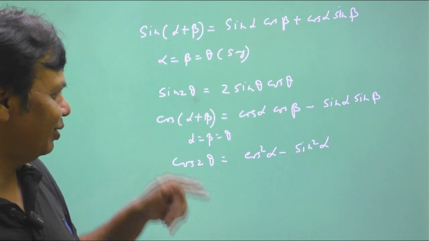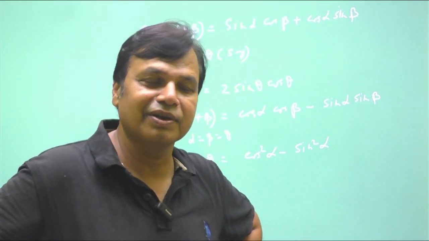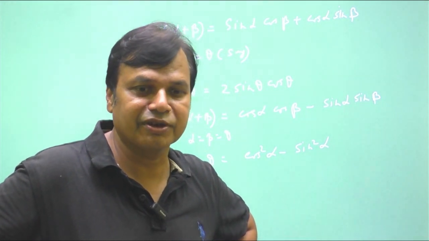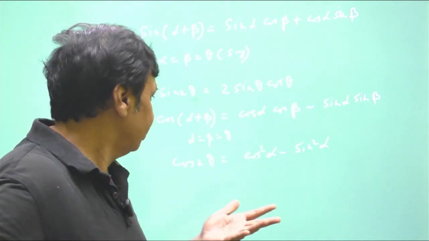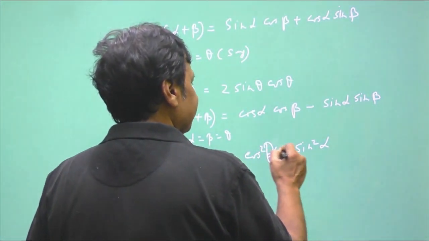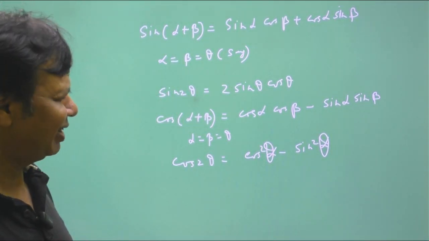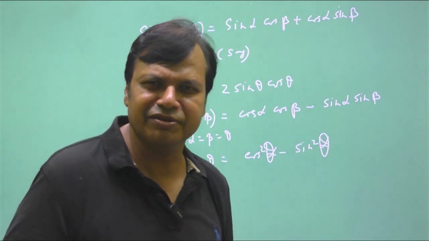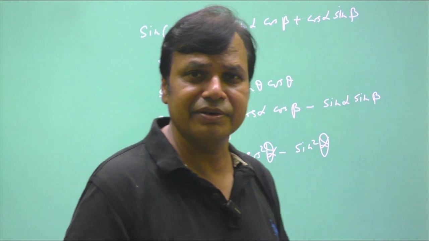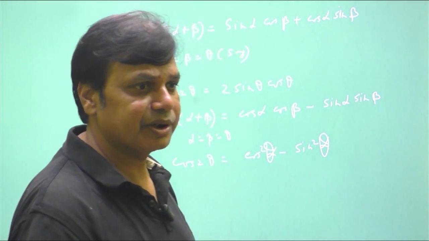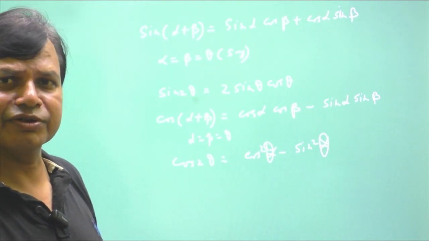You also know cos square alpha plus sin square alpha equals 1. That means cos square alpha equals 1 minus sin square alpha, sin square alpha equals 1 minus cos square alpha. Sorry, cos square theta minus sin square theta. That's right, that's true. And you can make many manipulations if you want to. And the same you can do with tan 2 theta, you can also find tan 2 theta. And there are many more things you can do.